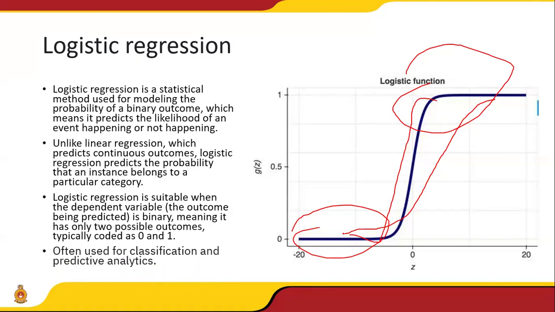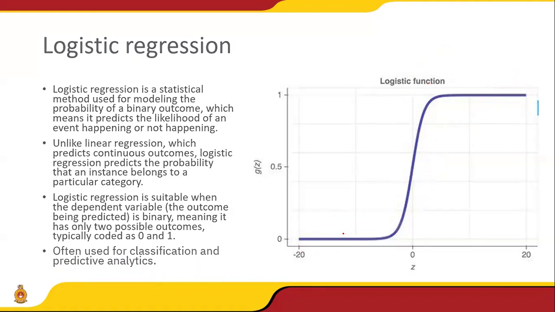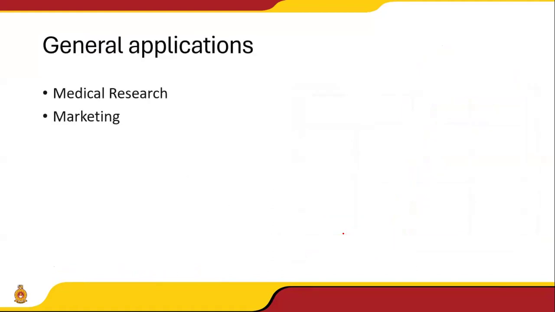It's often used for classification and predictive analytics. Basically, one of the best solutions for this. General applications: medical research to find a disease or not. Right, this person is suffering from this disease or not, or this medicine is an allergy for this person or not, or this chemical reacts with these blood cells or not, right?